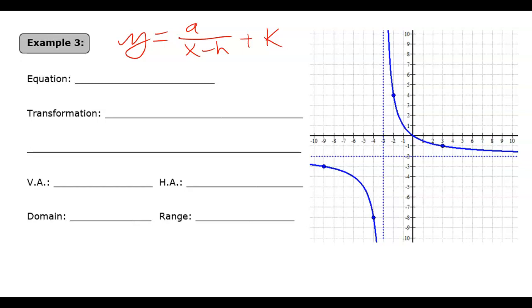So, see this point? How far is that away from the asymptote? 6. That means it's been stretched vertically by 6. And since it's going up and not down, it has not been reflected. So that's just a positive 6. Okay? So when I write this down, my a value is going to be a 6 up here.